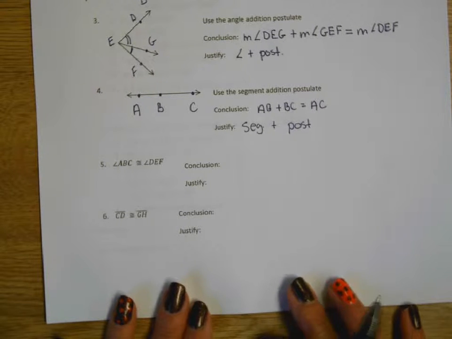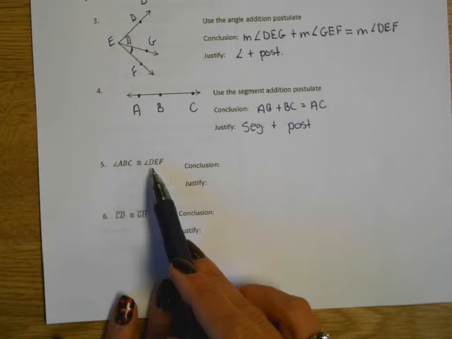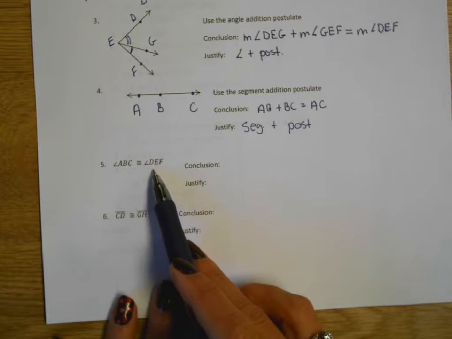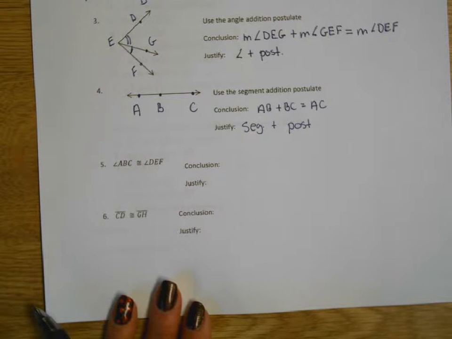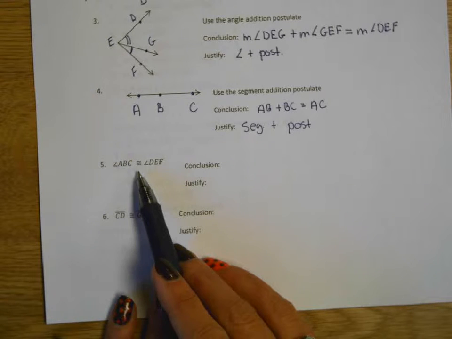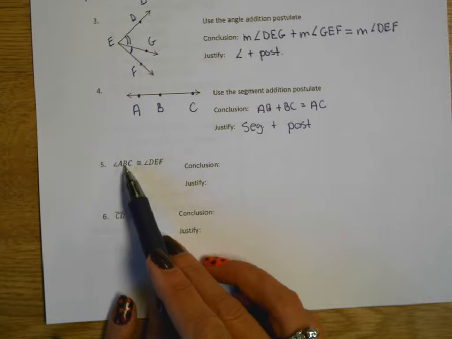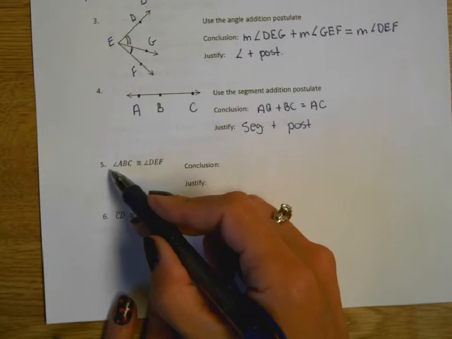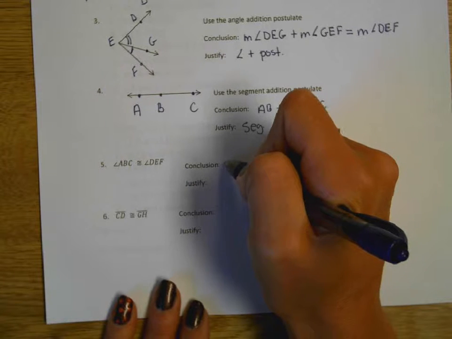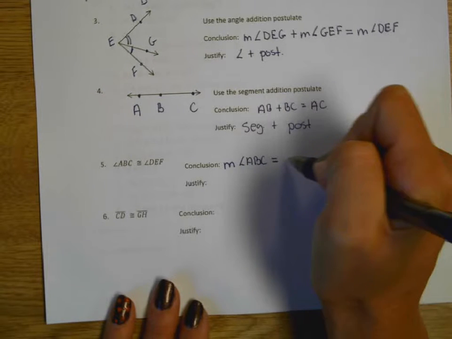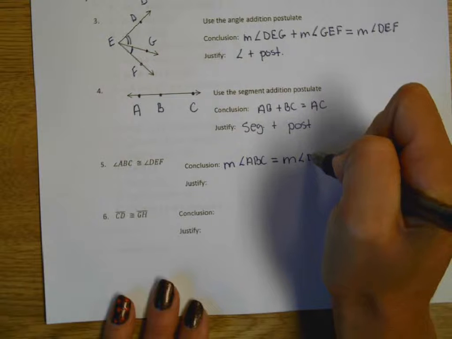All right. This one I'm telling you I've got two congruent angles. If I know two angles are congruent, what else do I know about them? What's the same? Their what? Their measures are the same. Measures are numbers. Measures are not congruent. What are numbers? We don't use congruent for numbers. What do we use? Equals. So if I've got congruent angles, I know I've got equal angle measures. So my conclusion is the measure of angle ABC is equal to the measure of angle DEF.